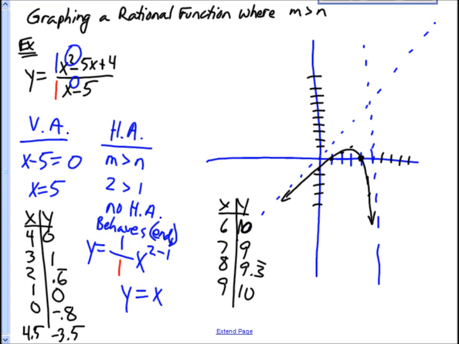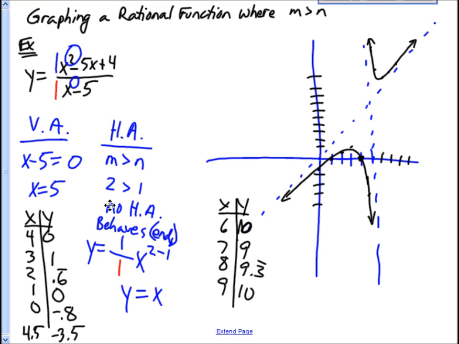Okay, so we got 6, 10, 7, 9, 8, 9.3, a little higher, 9, 9, and you maybe put in 5.5, but anyways, that's kind of what this funky thing looks like. Okay, so that's an example. One example of graphing a rational function where the degree of the top is greater than the bottom.